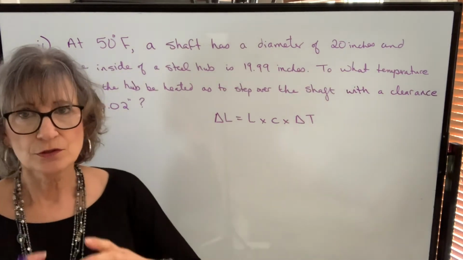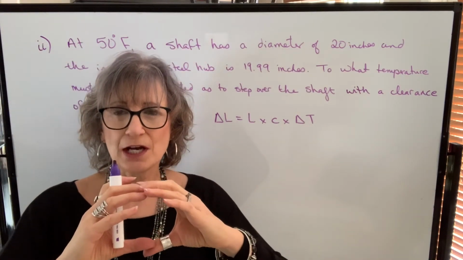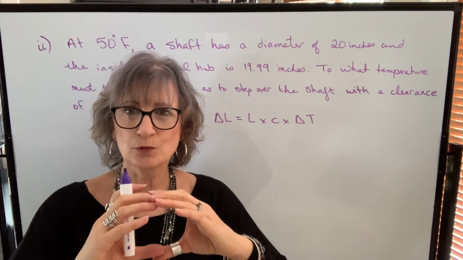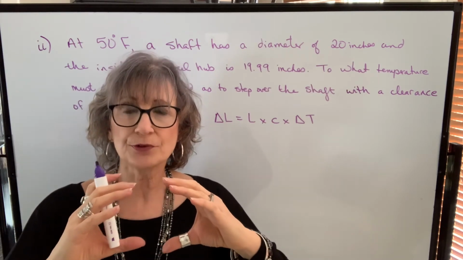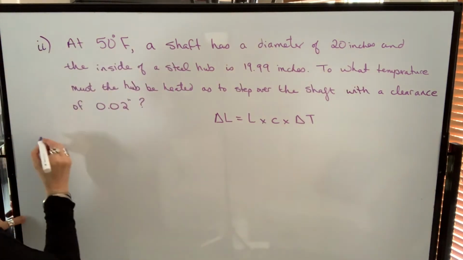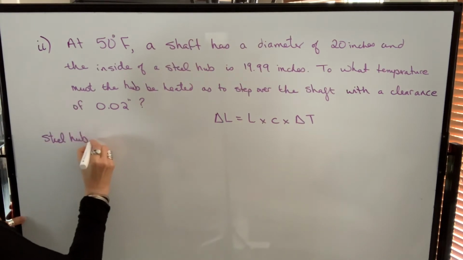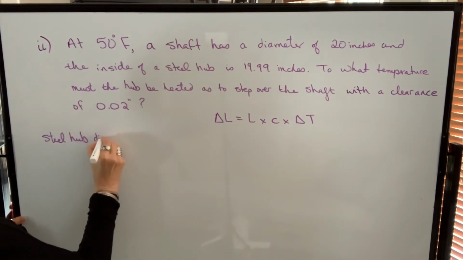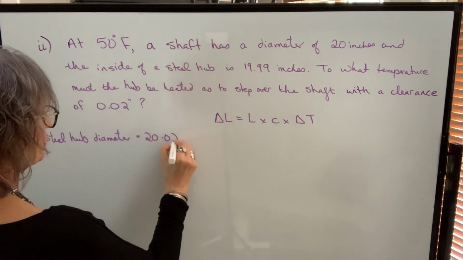So we have a circular hub that needs to go over top of a shaft, and that shaft has a diameter of 20 inches, and we need this steel hub to be greater than that by 0.02 inches. So we need the steel hub diameter to be 20.02 inches.